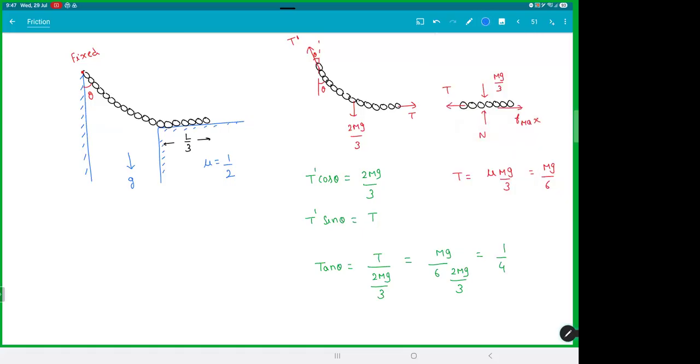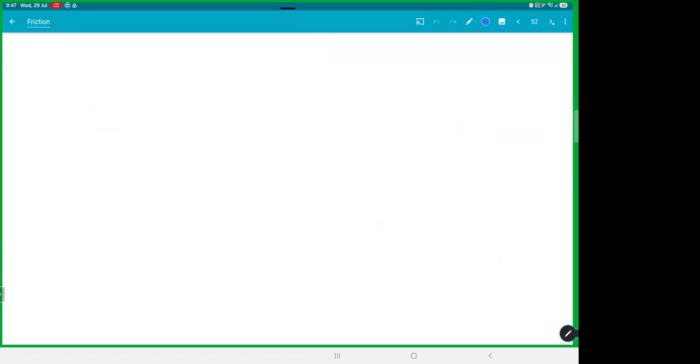All clear? Draw a free body diagram. The phrase "right on the verge of slipping" tells you the friction force F is maximum. That's the main thing there. Let's see one more. This is another good one.